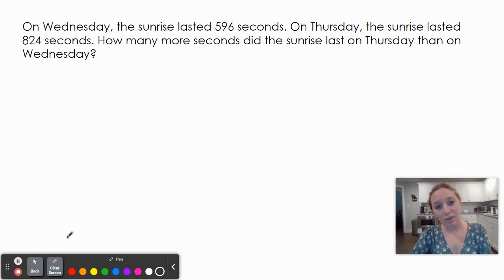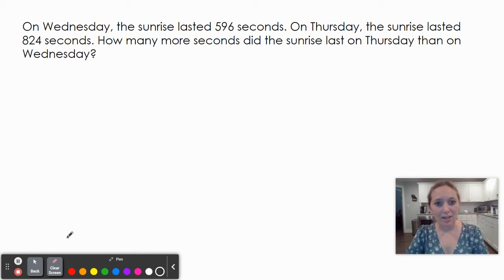On Wednesday, the sunrise lasted 596 seconds. On Thursday, the sunrise lasted 824 seconds. How many more seconds did the sunrise last on Thursday than on Wednesday? That was the first time. Now we're going to read it again.